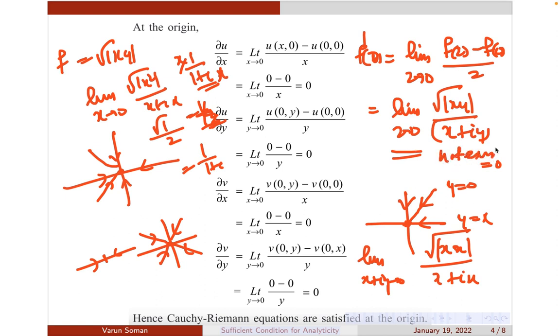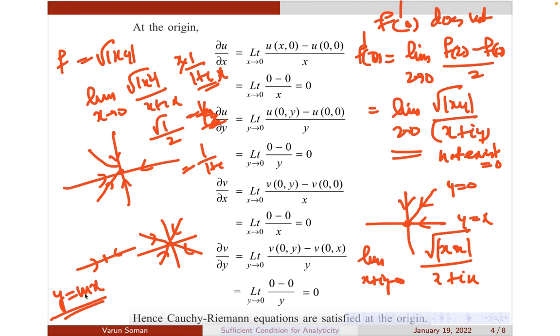Okay, and hence we will say that f dash of z, f dash of 0, does not exist. Generally I can talk like this. If I take my path as simply y is equal to mx, instead of y is equal to x, it will cover all linear paths, not all the paths. It will cover paths like y is equal to x, x is equal to 0, and everything is covered here.